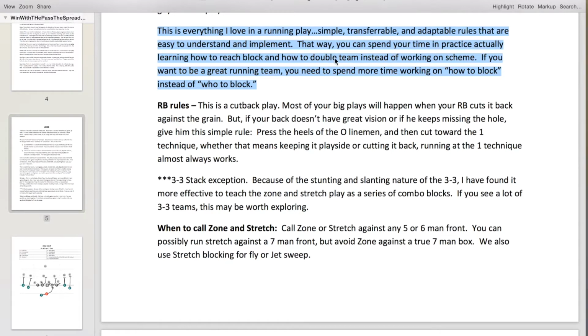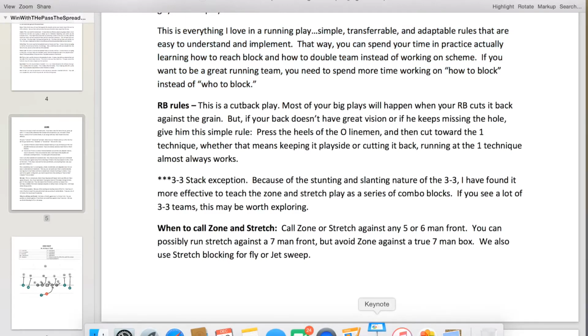You can spend your time in practice actually learning how to reach block and how to double team instead of working on who to block. It's so much more important to work on how to block than who to block. I can't highlight that enough. That is so important.